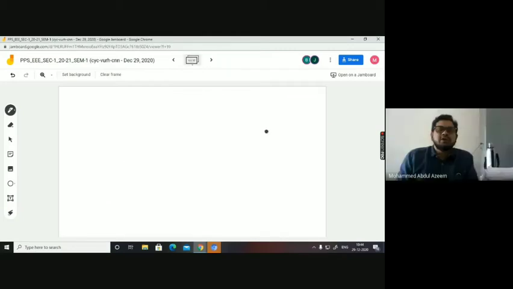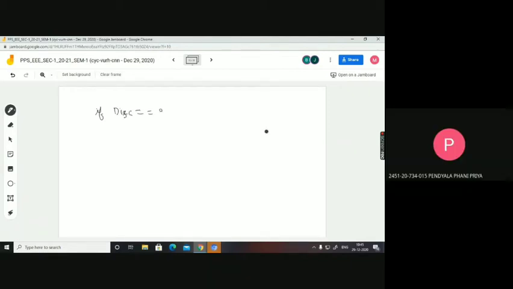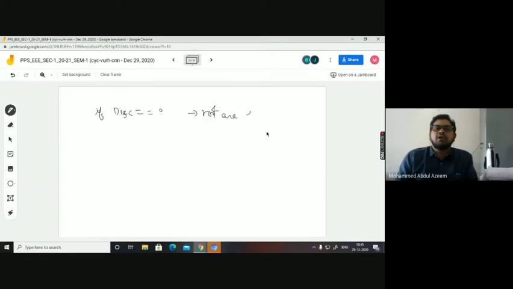If discriminant is equal to 0, what do you mean by it? Equal root. Yes, real and equal. Roots are real and equal, right?